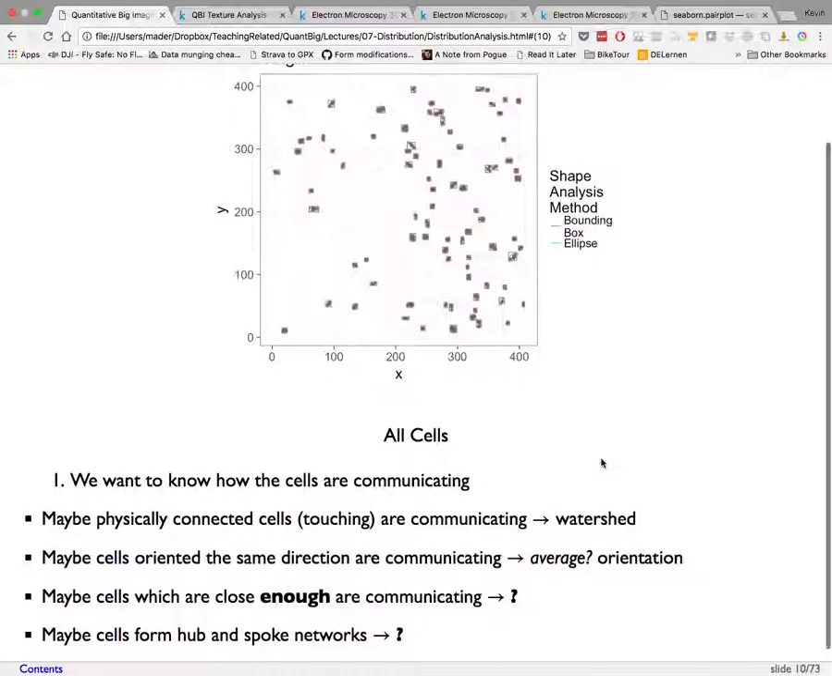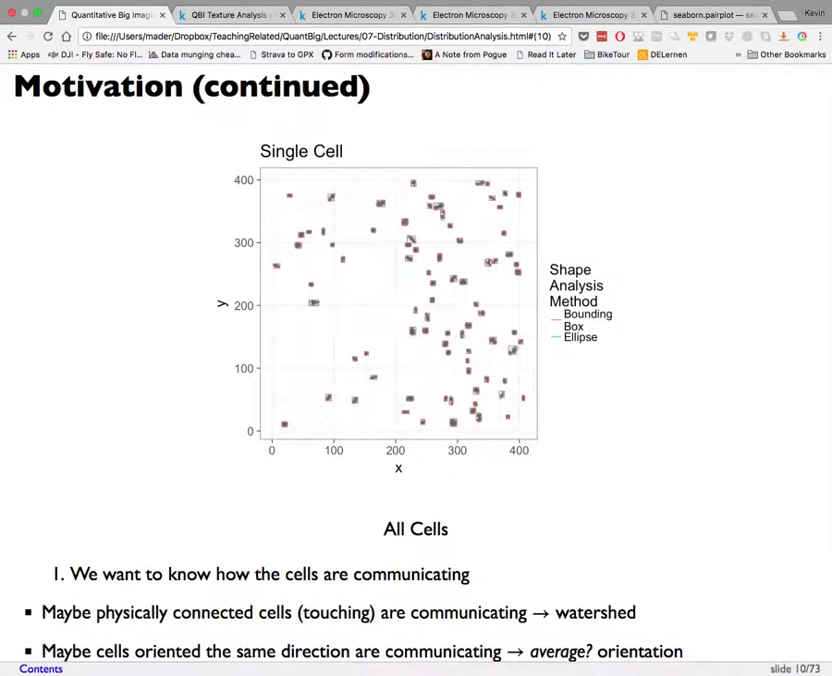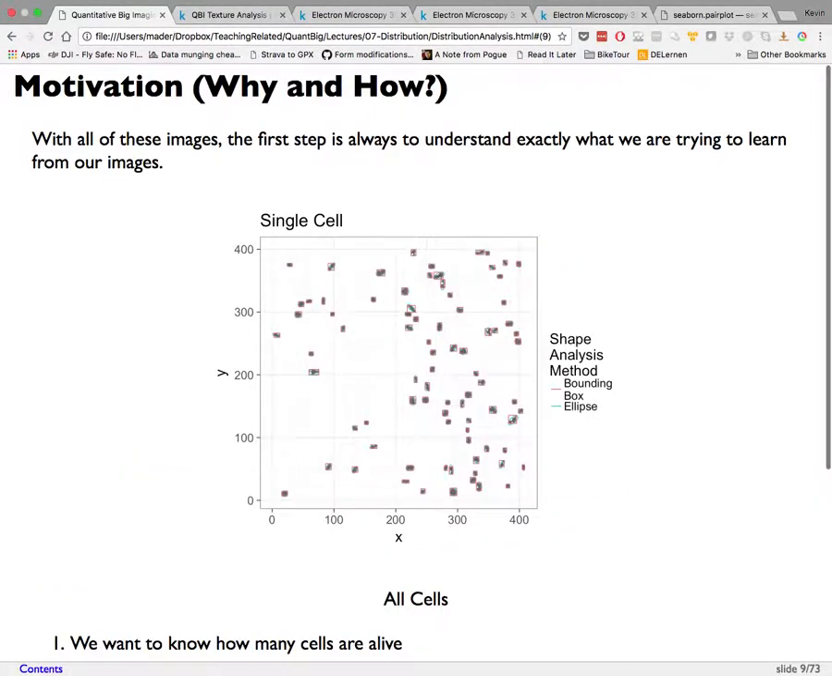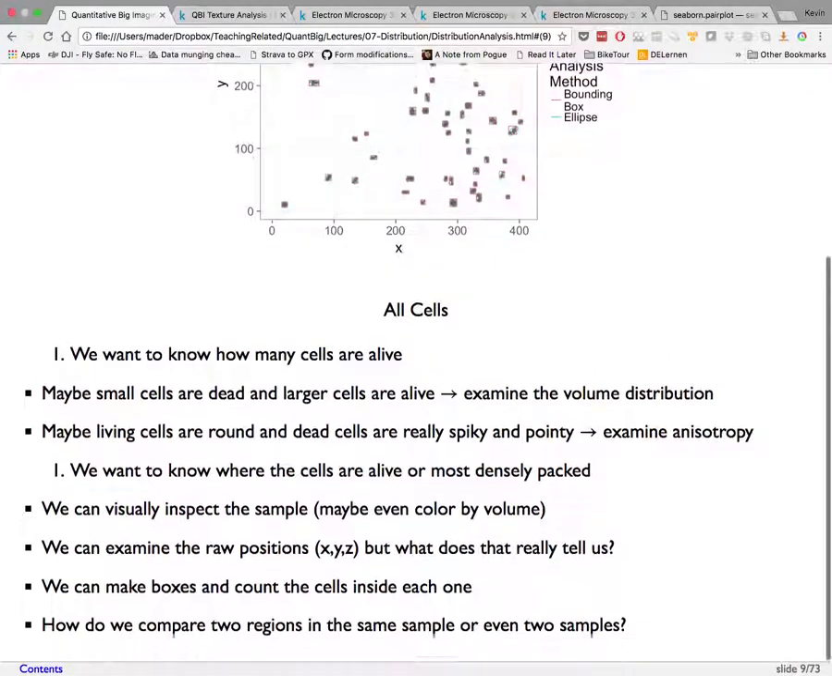Yeah, and so if you want to know how the cells are, sorry, that was the last cell. Yeah, so we had a few more.